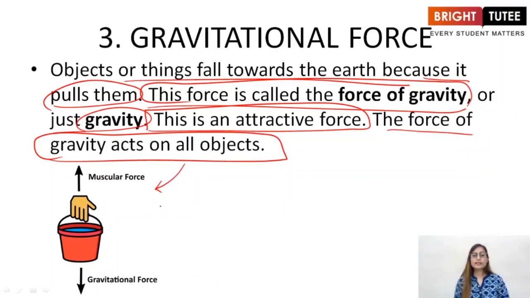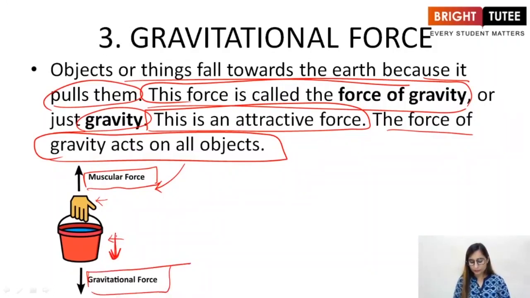Now taking this simple example, you are pulling a bucket, right? This is the bucket and this is your hand. You are utilizing your muscular force to pick this bucket, right? But what is making it difficult for you to pick it up? It is the gravitational force, because the earth is attracting it towards itself. That is why it is difficult for you to pull up this bucket, because gravitational force is opposing, and it is not allowing you to comfortably pick it up. Gravitational force is in this direction and your muscular force is in this direction.